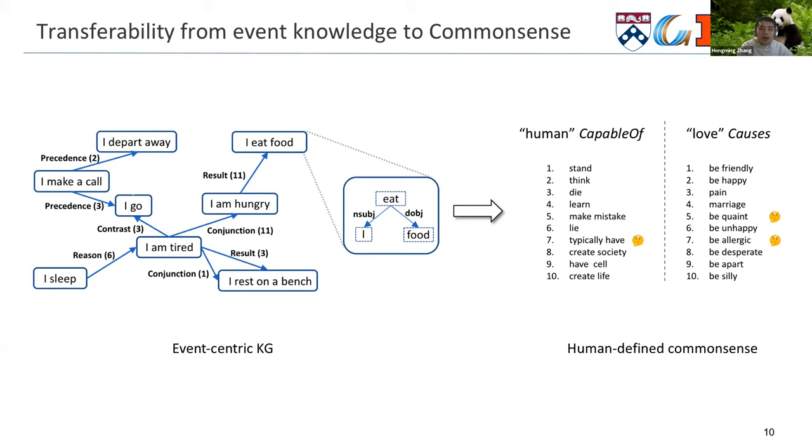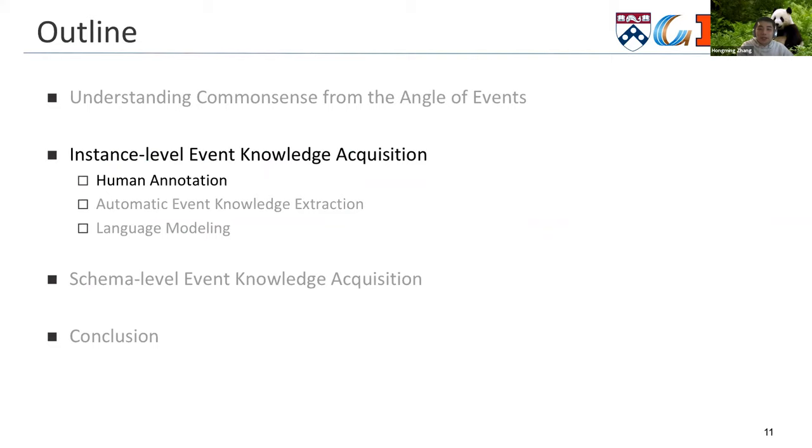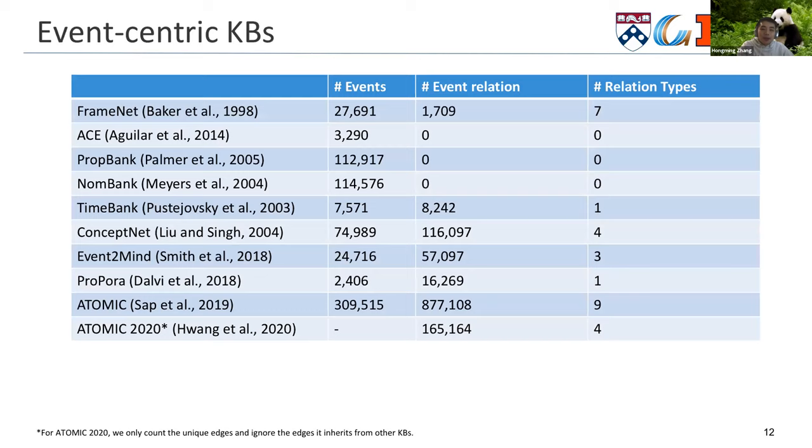Okay, so after introducing the connection between common sense and the linguistic graphs, I would then introduce how we typically acquire those event knowledge. And I will start with the human annotation. So as an important semantic unit, the study on event semantics has long been the focus of the NLP community. Throughout the years, many event-centric resources have been developed, even though they may have different purposes or scales. For example, FrameNet is considered to be one of the earliest knowledge bases defining events and their relations.